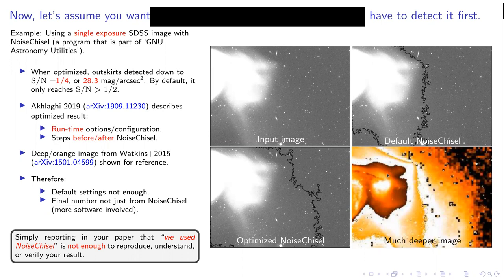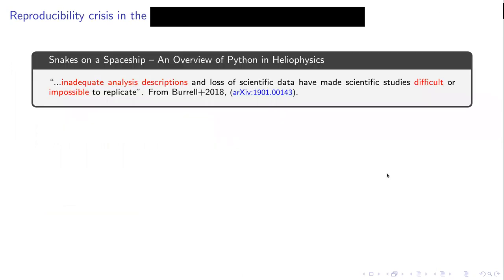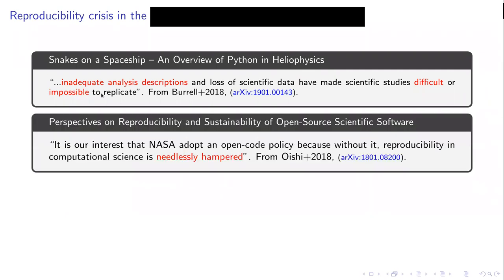So let's get back to reproducibility. This problem has been discussed a lot, but especially in the recent decade. For example, this paper, Snakes on a Spaceship. They review Python in solar physics, in heliophysics, and they really complain about this. They say inadequate analysis descriptions make the results impossible to replicate. And then there's another one which says it just needlessly hampers research.